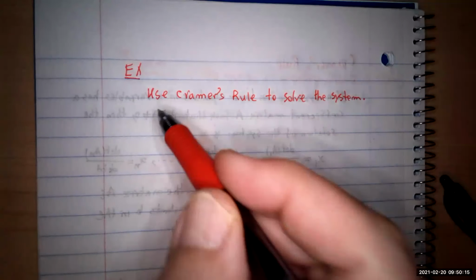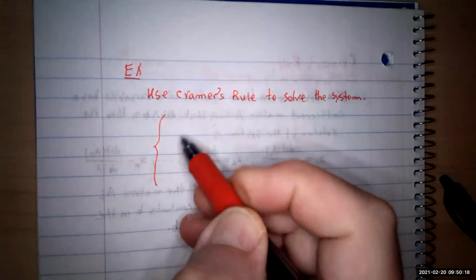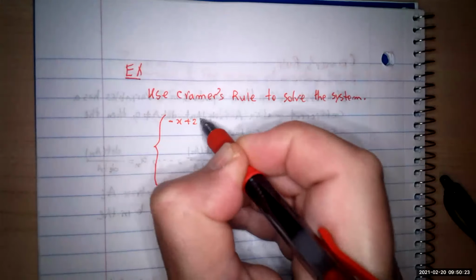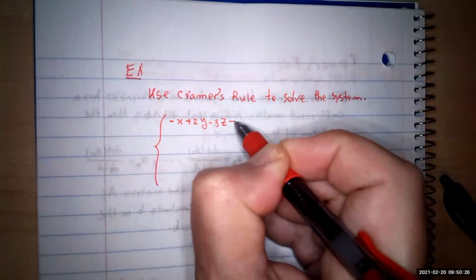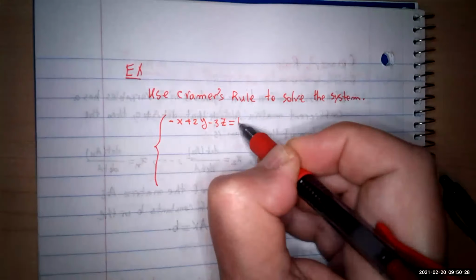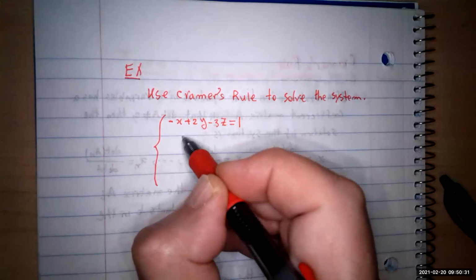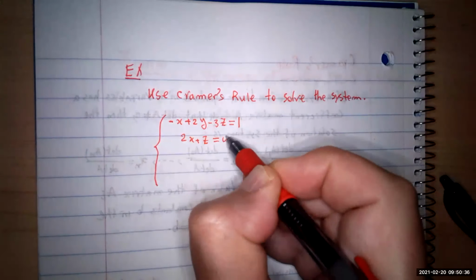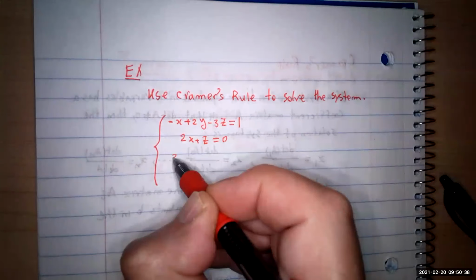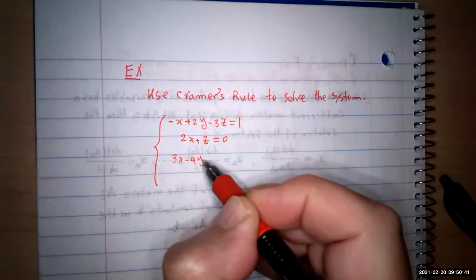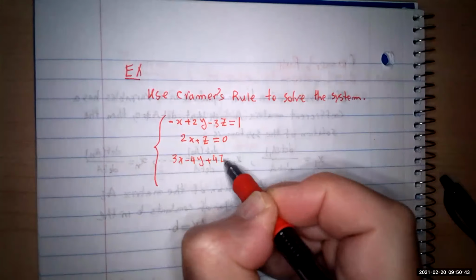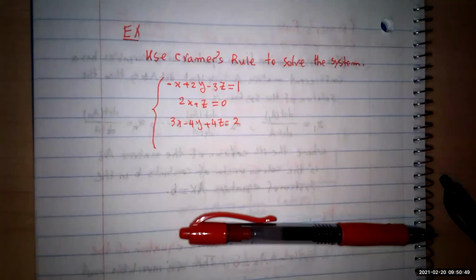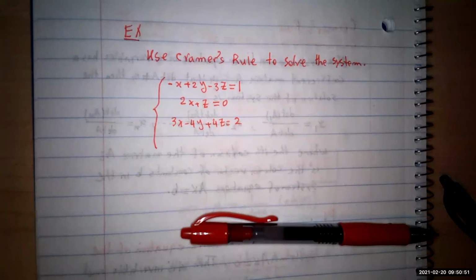So what's the system? This is the system: negative x plus 2y minus 3z equals 1. In this case, we have 2x plus z equals 0. And 3x minus 4y plus 4z equals 2. That gets the system done.